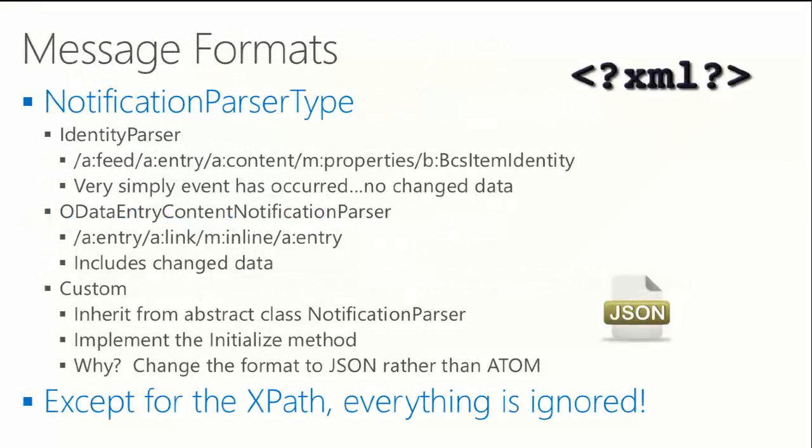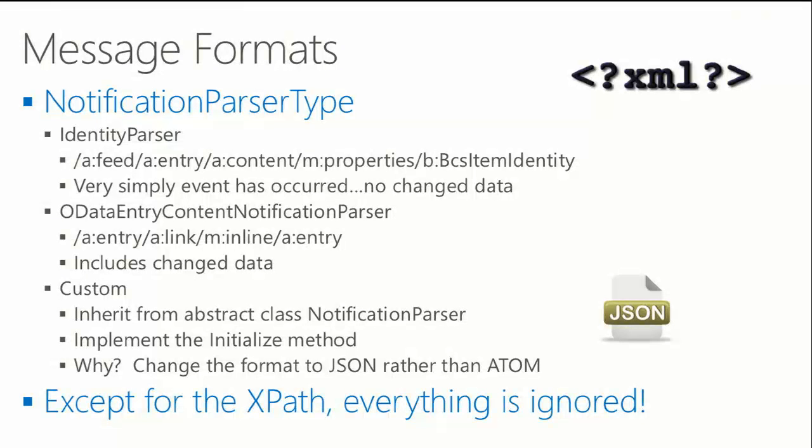Now, there's 2 message types. SharePoint's just going to send you something, and it's always going to look the same, right? But when you send it back to SharePoint, you're free to do whatever you want, okay? By default, there's 2 parsers that SharePoint supports when the message comes back. The first one is an identity parser. The identity parser looks for a feed when it comes to OData, and it's going to look for a very specific path. You can see that's the XPath there: the feed, entry, content, properties, BCS, item, identity. That's all it's going to care about, okay, is that path.